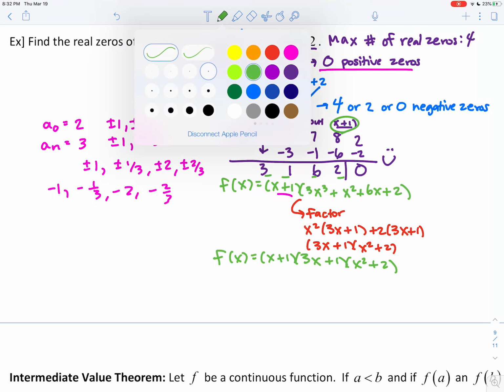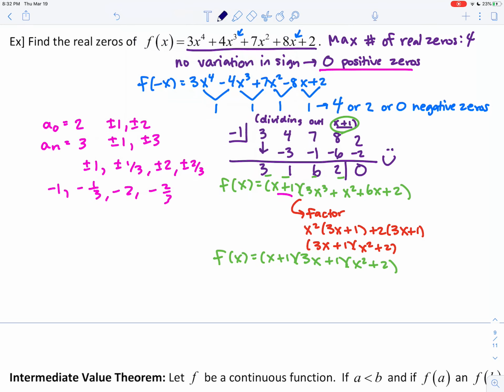So I can start listing out the zeros now. I can see all the real zeros are appearing. Negative 1. From this factor we get negative 1/3. Notice it was on our list, of course, as it should have been. And this factor here, x squared plus 2, is actually not going to get me any real zeros. That will give me some imaginary zeros, which we were not asked to find. So we found that there are 2 real zeros. They're both negative, which we found out was a possibility from above.